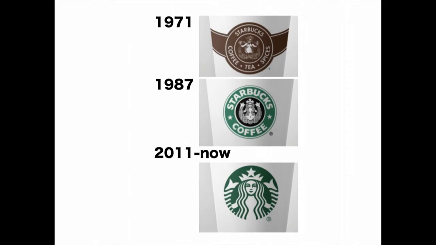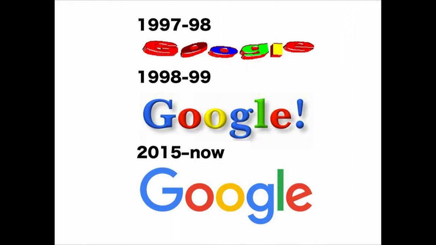This was Starbucks' first logo in 1971, and it's maintained until today. Its logo has changed significantly from a brown to a green. And as you notice, they usually become more simple as they become more and more mature. This was Google's first logo in 1997. It grew into that, and then it grew into the more clean.